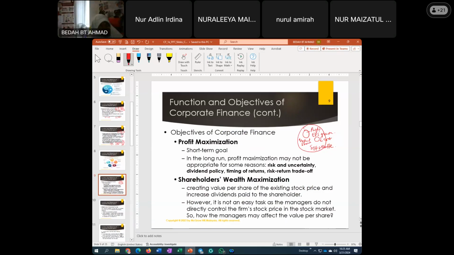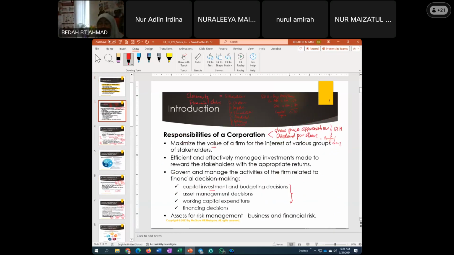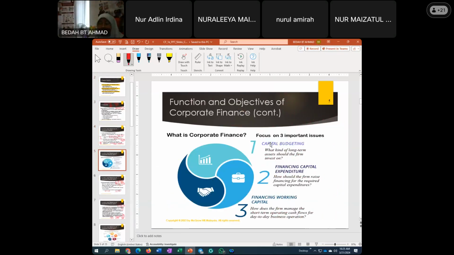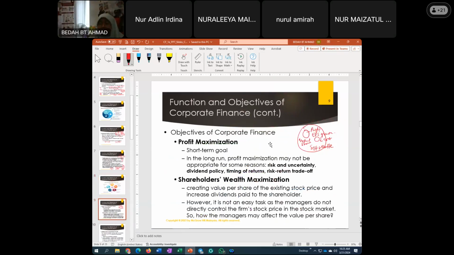What are the corporate finance functions and objective? So the second thing is the objective of corporate finance. The first responsibility is to maximize the value of the firm. In order to maximize the value of the firm, the company needs to maximize the profit, maximize the shareholders' wealth. So profit maximization is usually a short-term goal. The long-term goal is shareholders' wealth maximization. So profit is a subset of shareholders' wealth maximization.